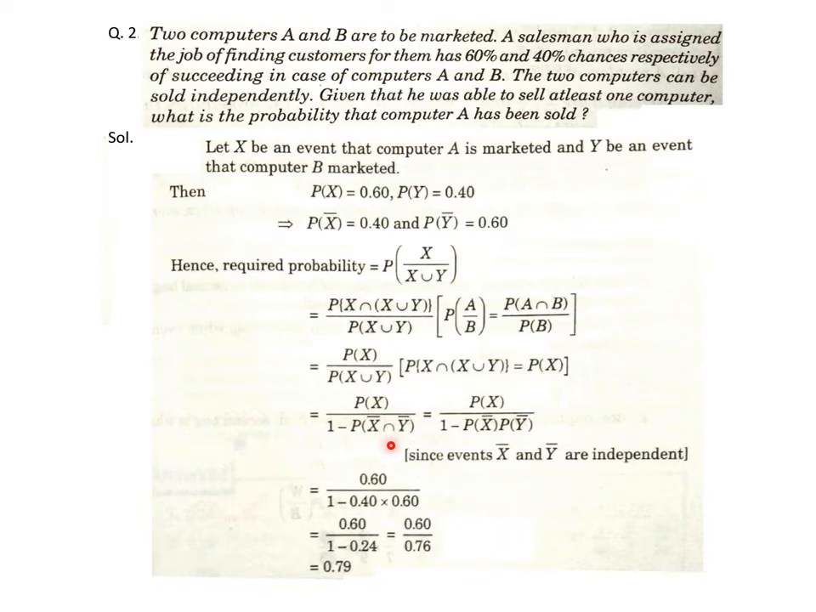Why? Because intersection means the multiplication theorem comes into the picture, and as given, sold independently means the events are independent, and if events are independent, then P(A intersection B) is simply P(A) into P(B). That's why P(X bar intersection Y bar) is P(X bar) into P(Y bar). We now have all these values: P(X) is 0.60, P(X bar) is 0.40, P(Y bar) is 0.60. So let us substitute all these values. Finally it is equal to 0.79.